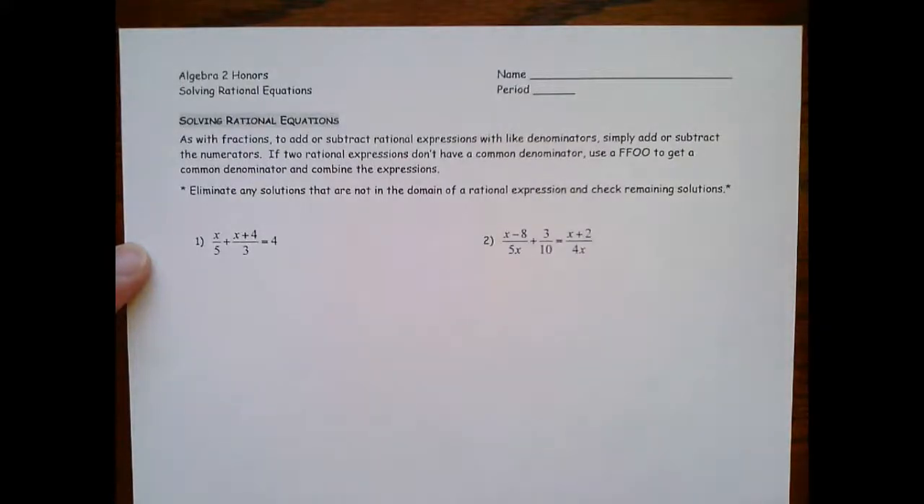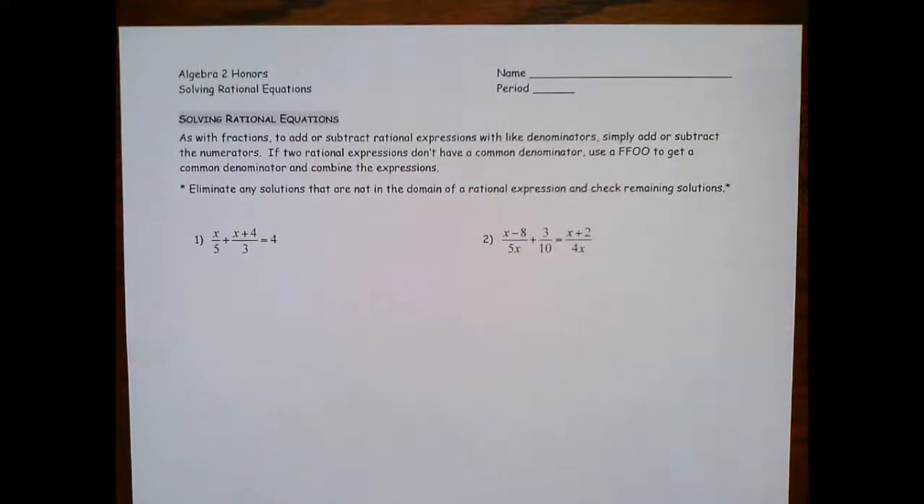So in this case, I got to think to myself, what would be a good common denominator? A good common denominator would be the least common multiple between 5 and 3. The least common multiple between 5 and 3 is 15. So I kind of know what I'm shooting for. But before I even start doing any work, I probably need to talk about the domain.